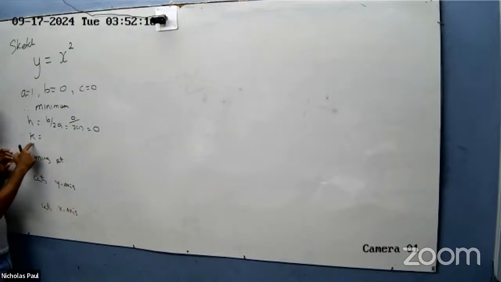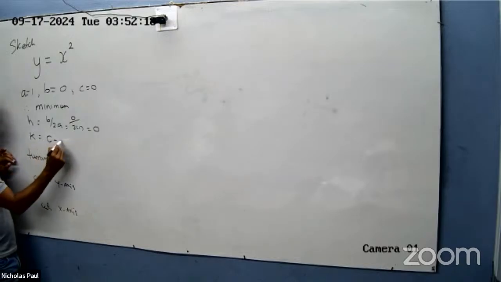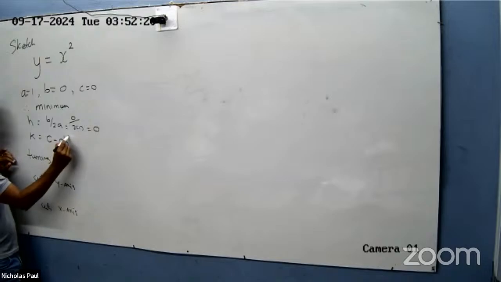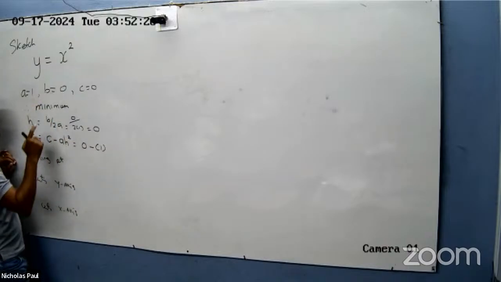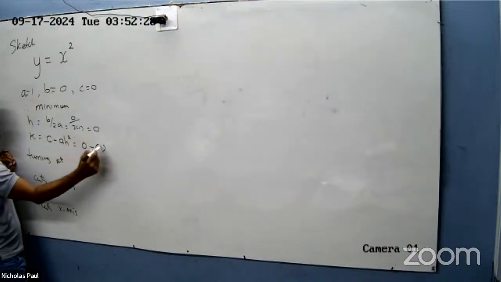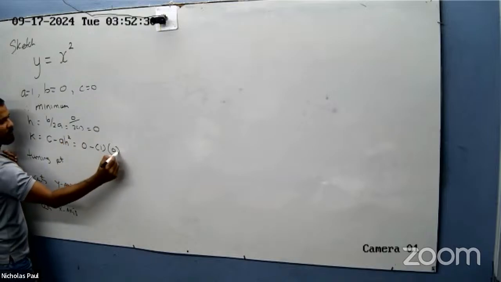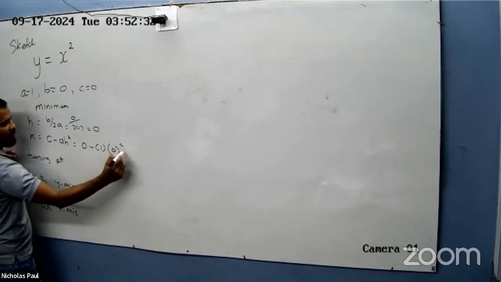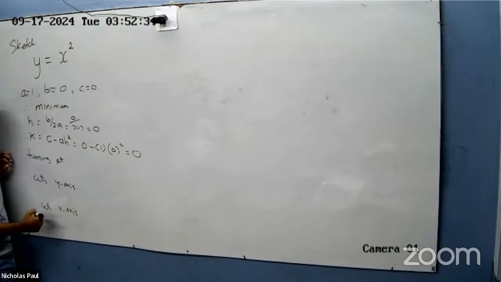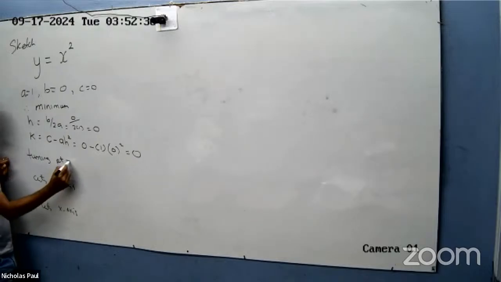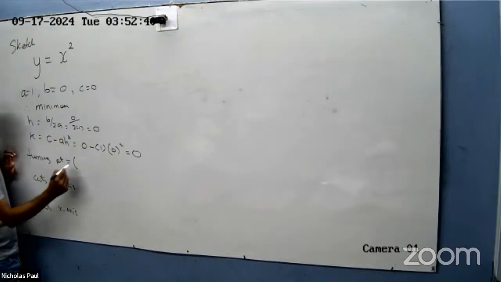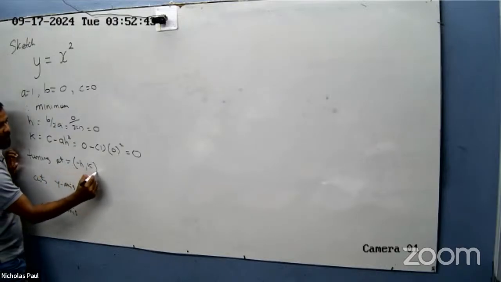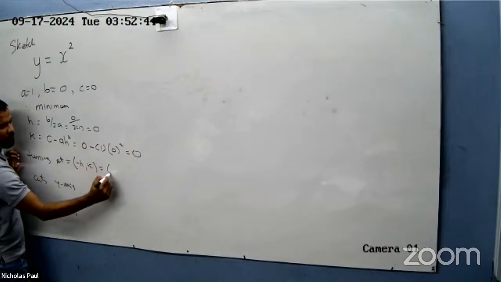The formula for K is what? C minus A H squared. So I'm plugging in C, I'm plugging in A, and I put in H, and I go and square it. When I work this out, I will also get 0. All right? Let's find the turning point again. H, K. Right? So that'll be 0, 0.